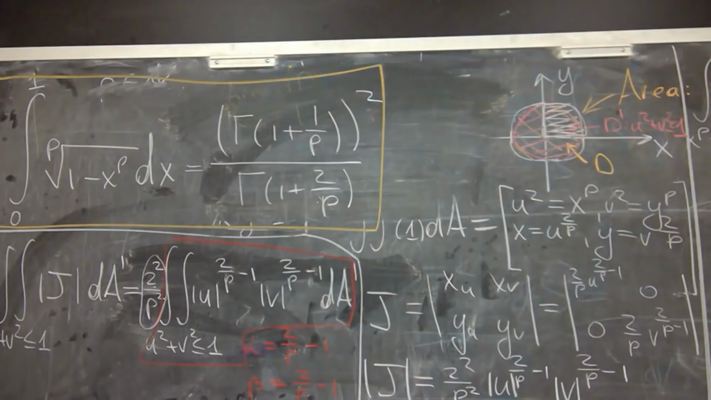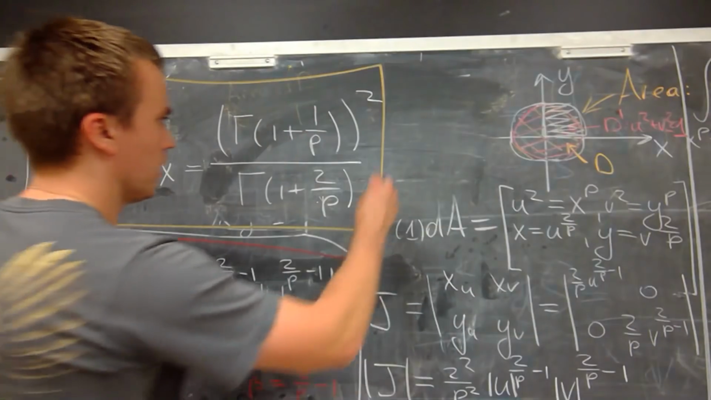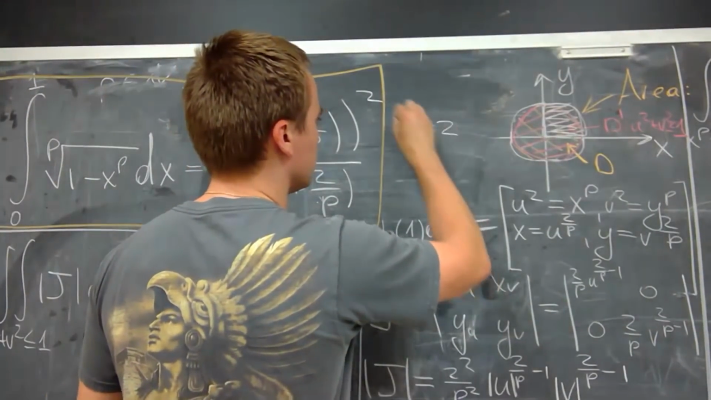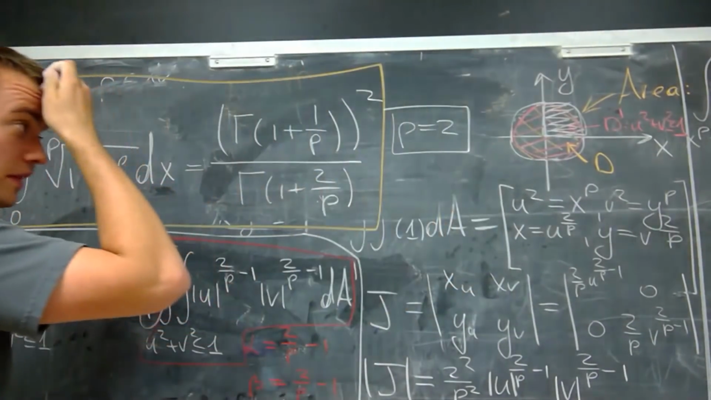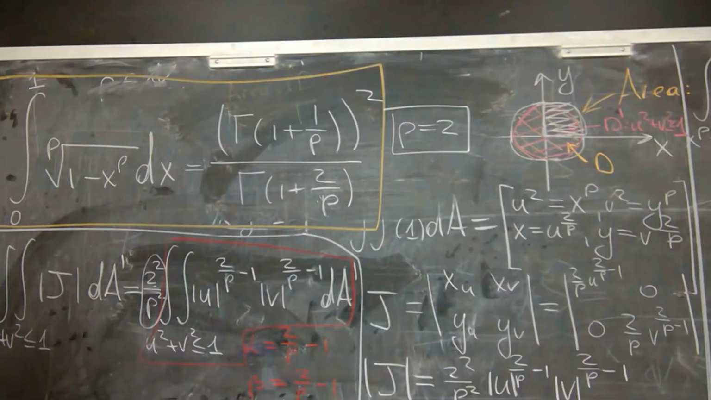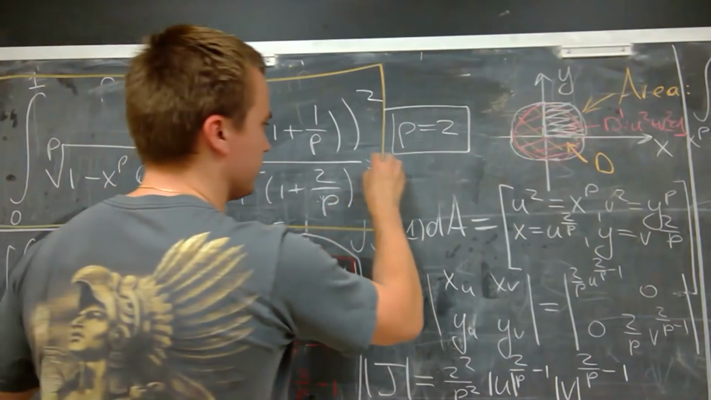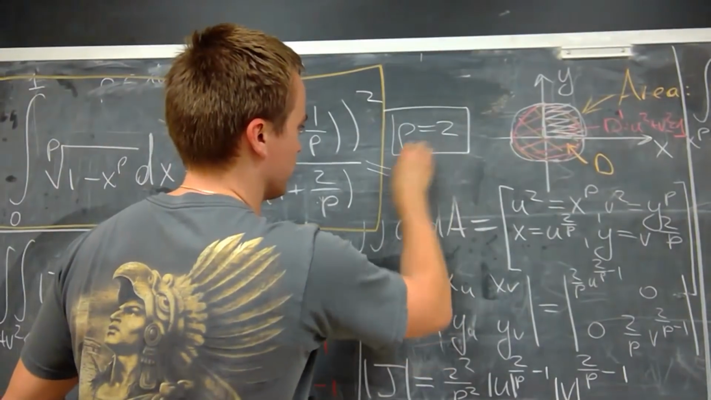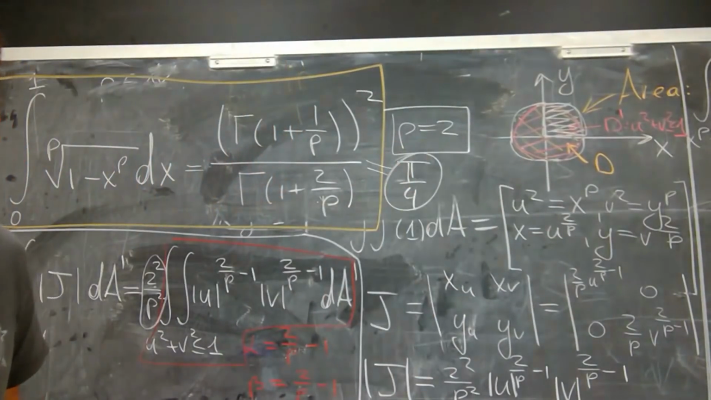And as a homework practice, plug in p equals 2, and get that this integral is going to be equal to the area of a circle, which is pi for the unit circle. So this is going to be equal to pi over 4. Yeah.